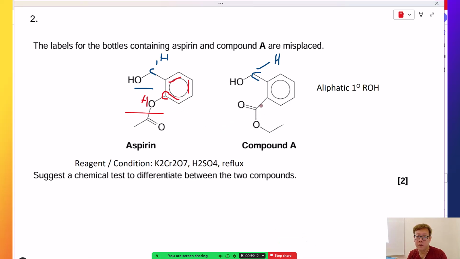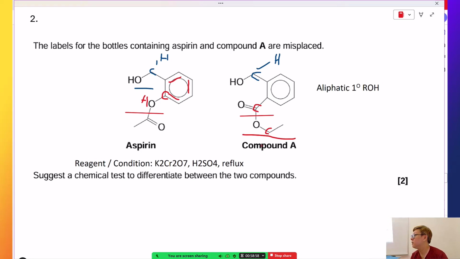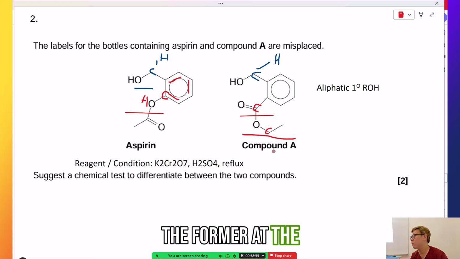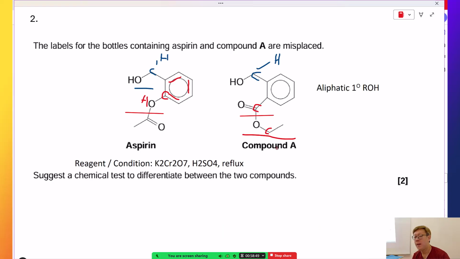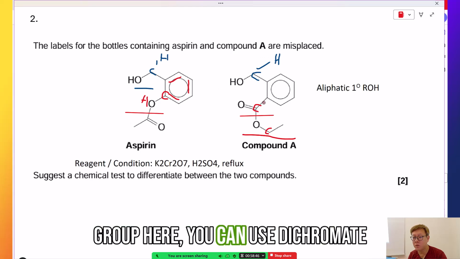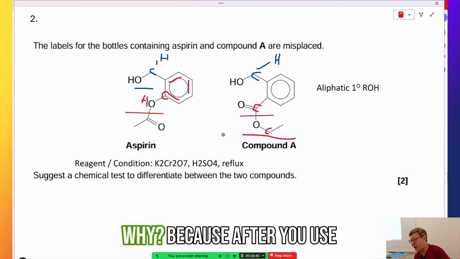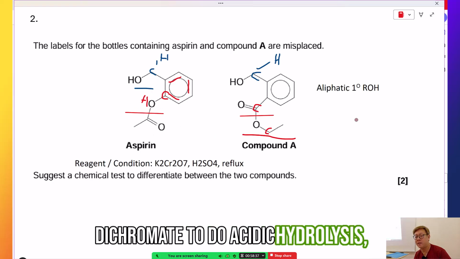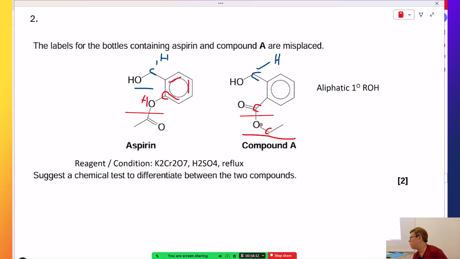Now look at this. For this compound, you cleave off. So this is actually ethanol. Can see? This is ethanol. So question, can ethanol be oxidized? Of course. Ethanol will be oxidized to form what? Ethanoic acid. Clear? Now, if you don't have these blue color groups here, you can use dichromate to distinguish. Follow? Why? Because after you use dichromate to do acidic hydrolysis, this one cannot be oxidized, but this one can. Follow? But what is the issue?